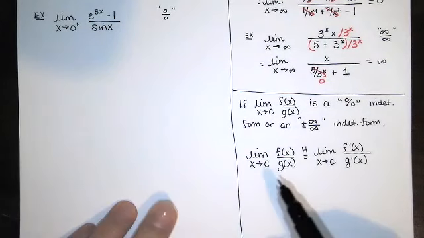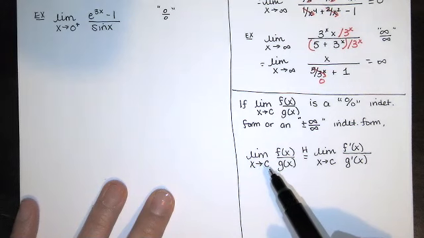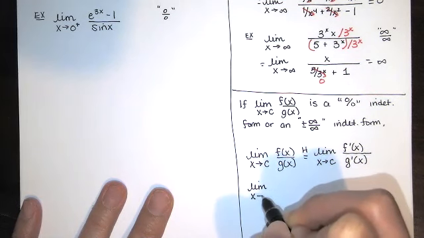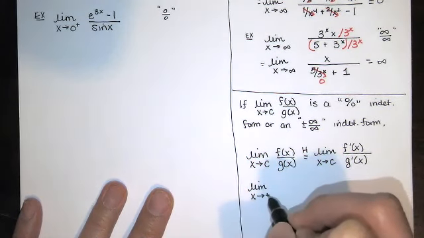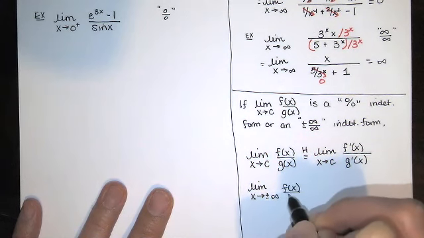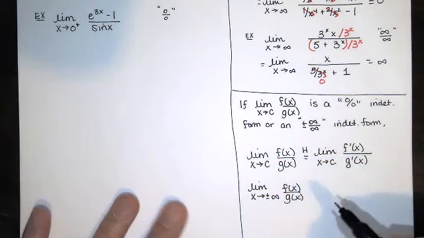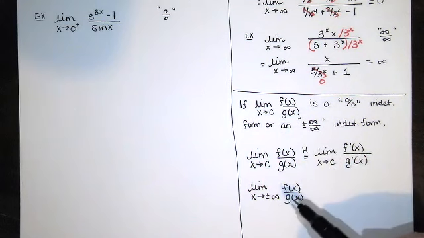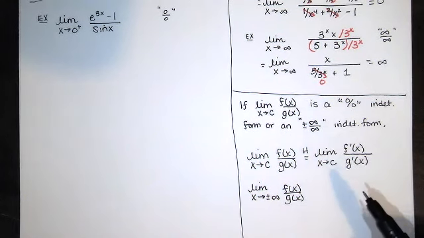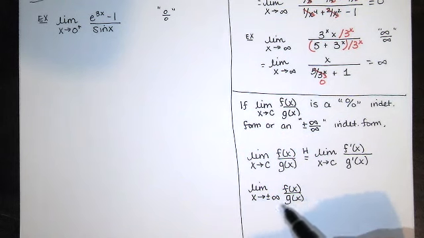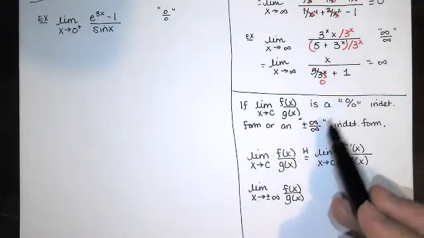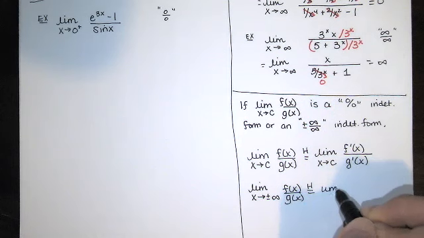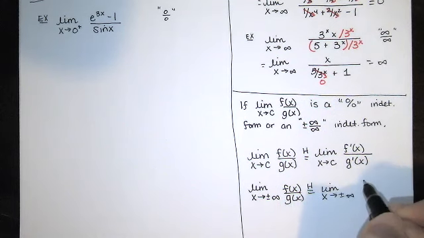Now this also holds if c is not a finite number. So if we have the limit as x goes to plus or minus infinity of f of x over g of x, and that is an infinity over infinity indeterminate form or a 0 over 0 indeterminate form, and it could be plus or minus infinity over infinity, we're not so concerned about the sign. If this is one of these 0 over 0 or plus or minus infinity over infinity indeterminate forms, L'Hôpital's Rule says that limit is equal to this limit.